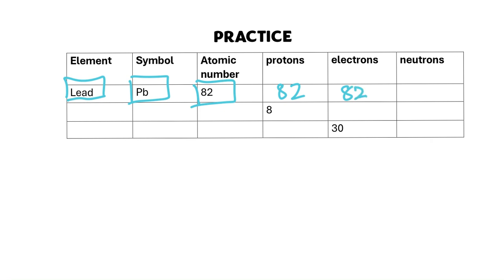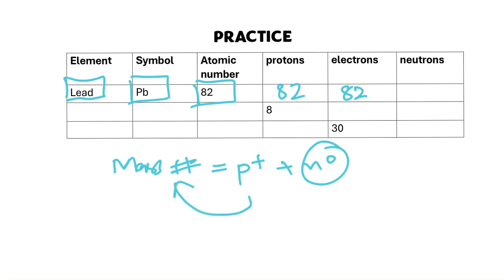How do we calculate the number of neutrons? For this one, we need to remember the formula of the mass number, which is equal to the number of protons plus the number of neutrons. To find the number of neutrons, we subtract the number of protons from the mass number. Lead has a mass number of 207. So 207 minus 82 gives us 125 neutrons.